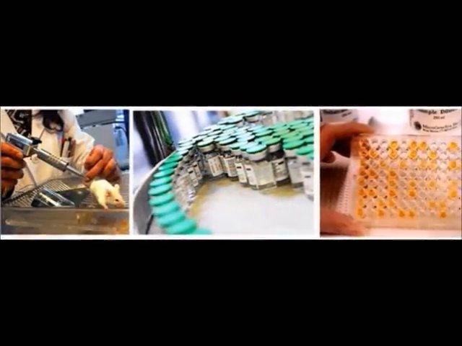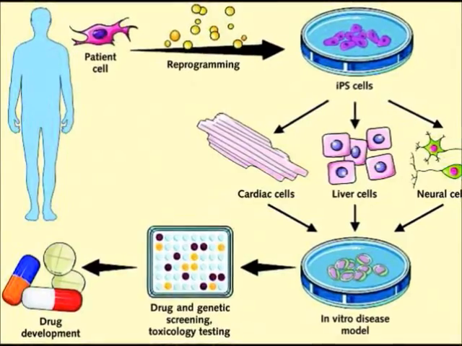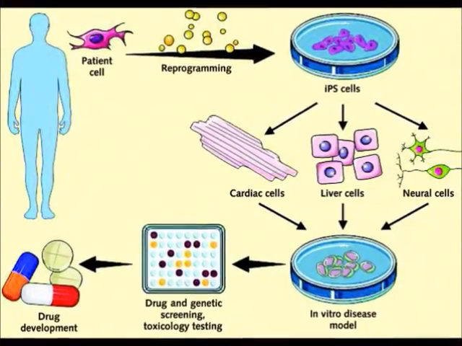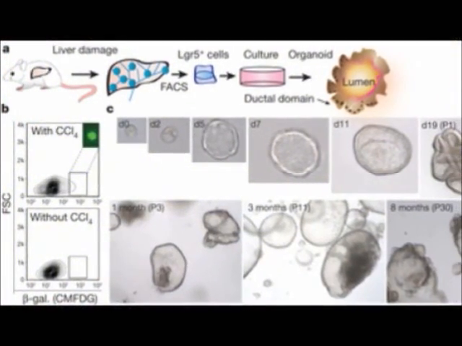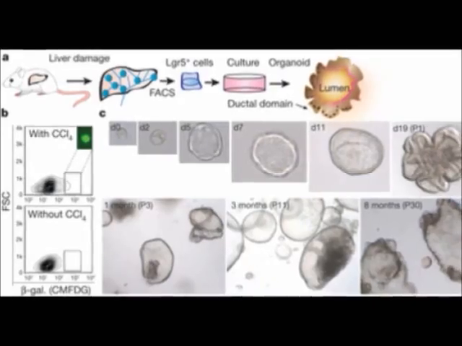This is the overview of the drug development process. This flowchart shows how a patient's cell can be reprogrammed into an iPS cell that can be used for drug development and genetic screening. Rats are given liver diseases that can then be treated with stem cells, very similarly to how humans will be treated in the near future.